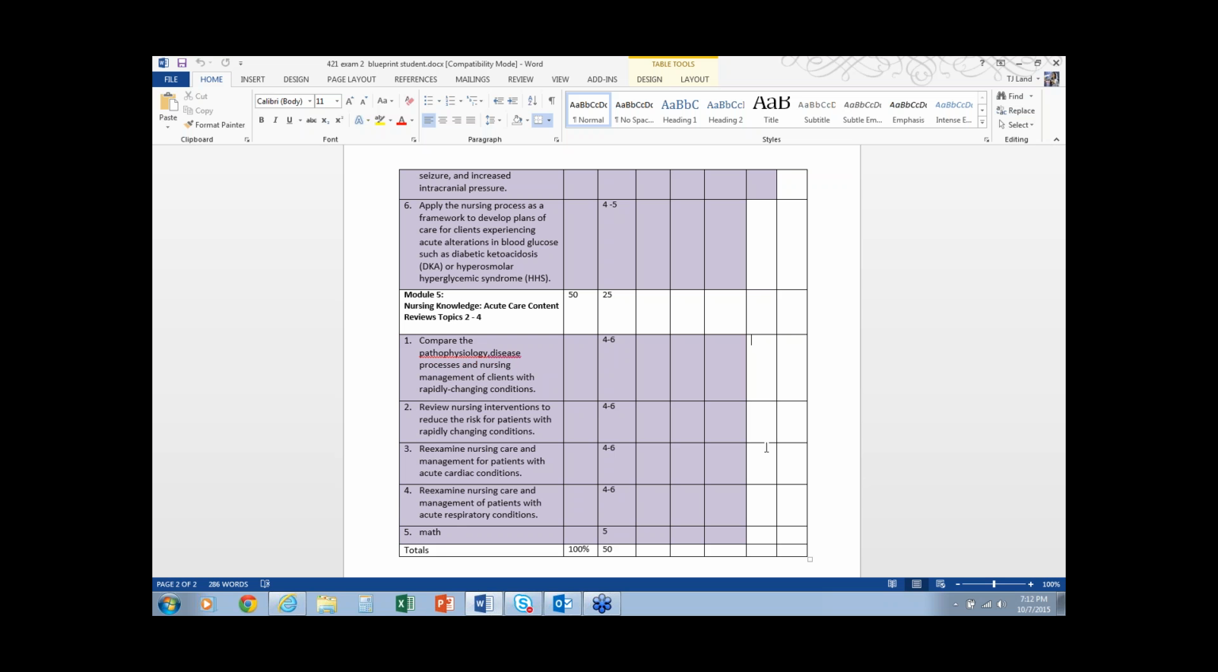Please make sure that you review any of your acute cardiac conditions that you had on exam 1 and your respiratory that you had on exam 1, because this is a cumulative exam.